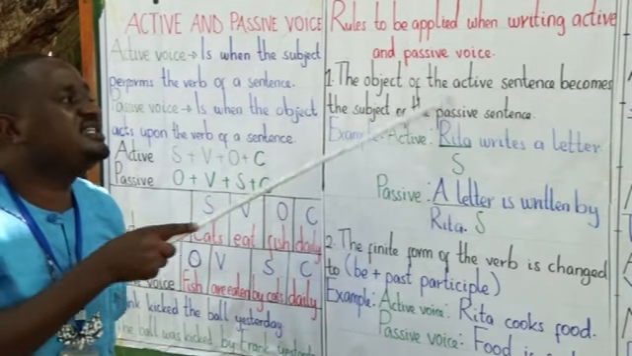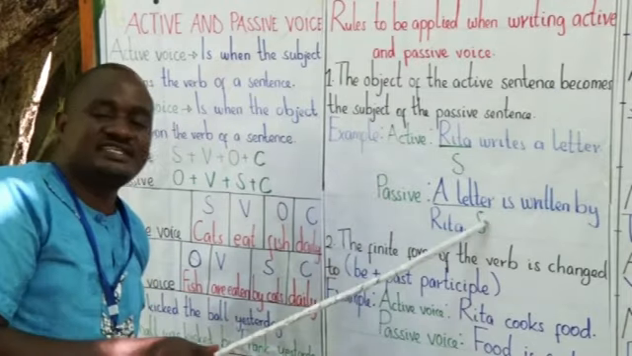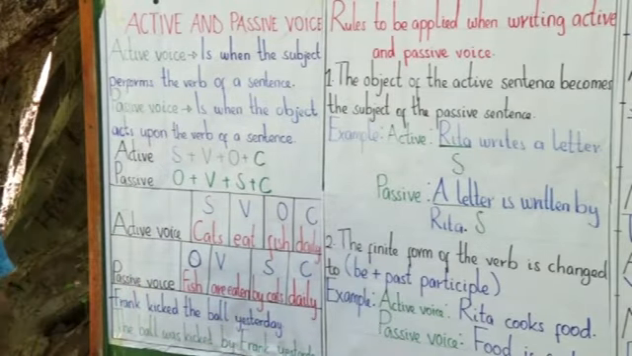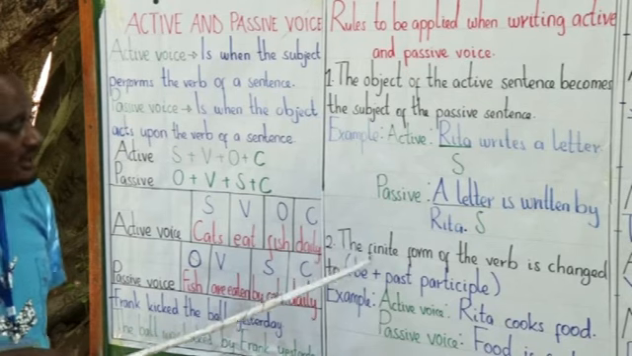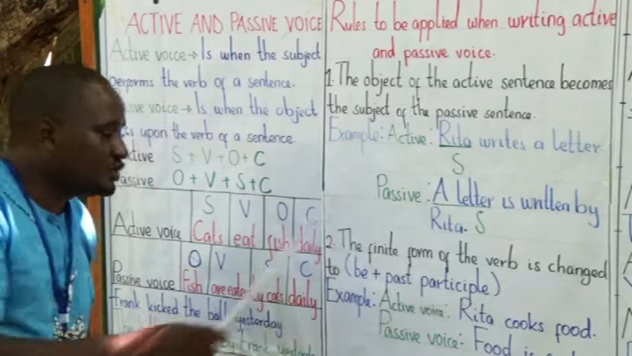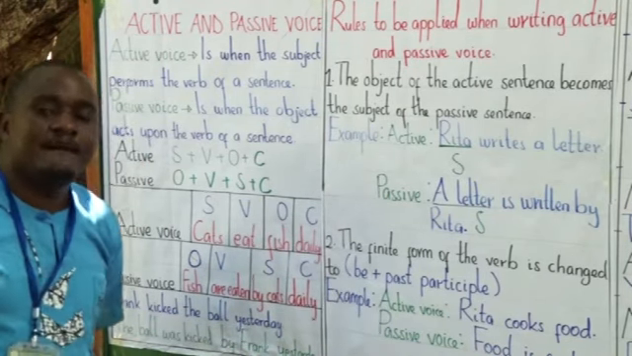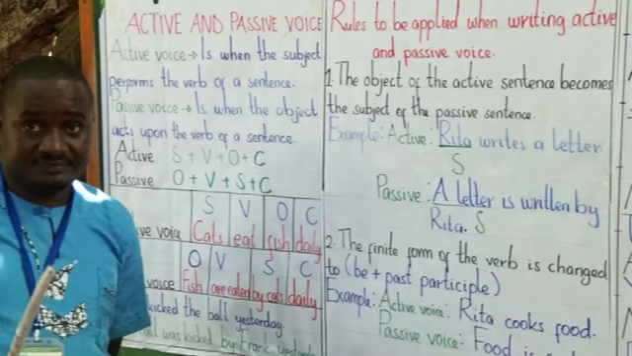From the first rule, the object of the active voice becomes the subject of the passive voice. Rule number two: the finite form of the verb is changed to be plus past participle. This is to remind you of something.